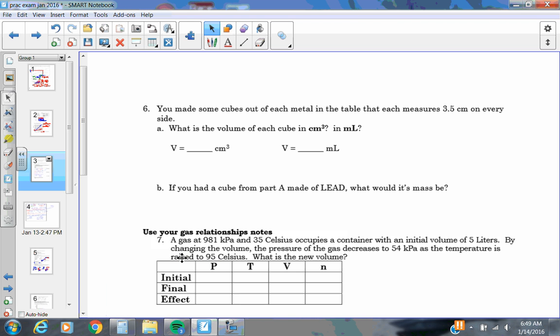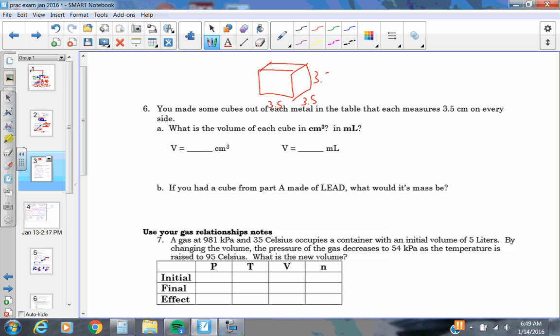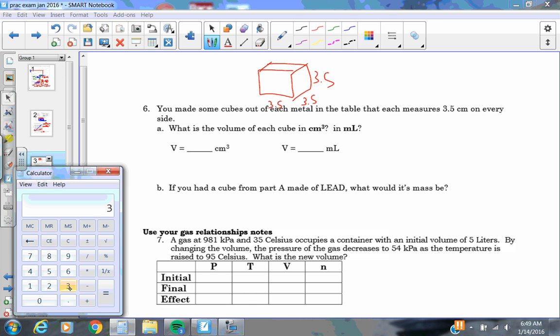Page 3, still doing some density stuff. This one says if you made some cubes, let's just make one cube. One cube, and it says 3.5 centimeters by 3.5 centimeters by 3.5. What's the volume in cubic centimeters? 3.5 times 3.5 times 3.5, 42.9.